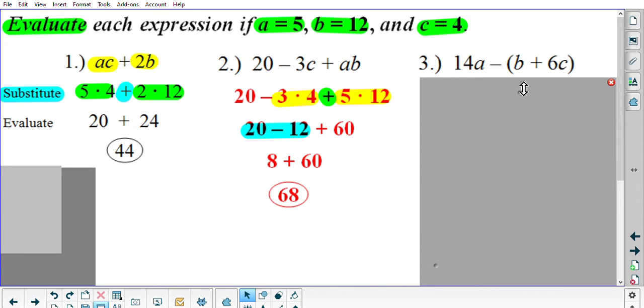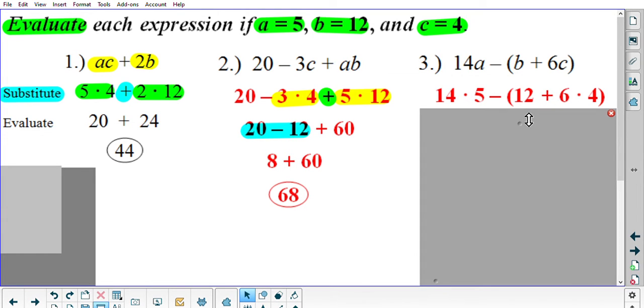Problem number 3. If you have not done number 3 on your own, please hit pause on the video and do it on your own at this time. Otherwise, here we go. First step, we substitute the numbers in for the variables. Remember, 14a means 14 times the value of a. 6c means 6 times the value of c.